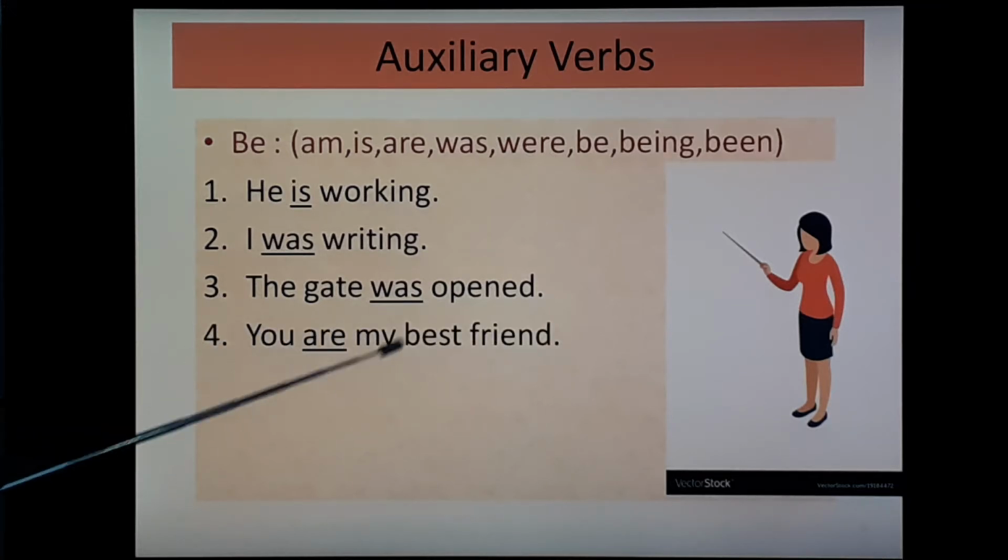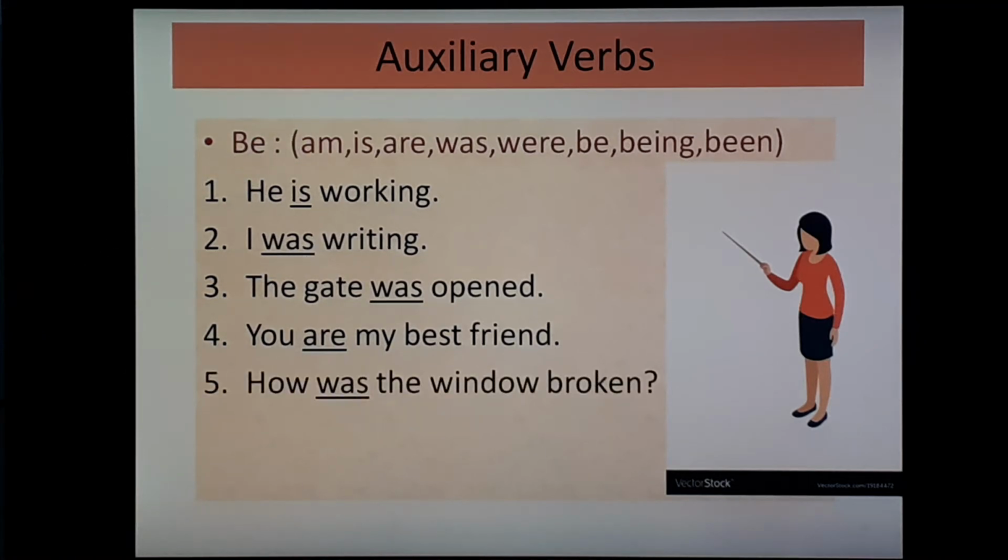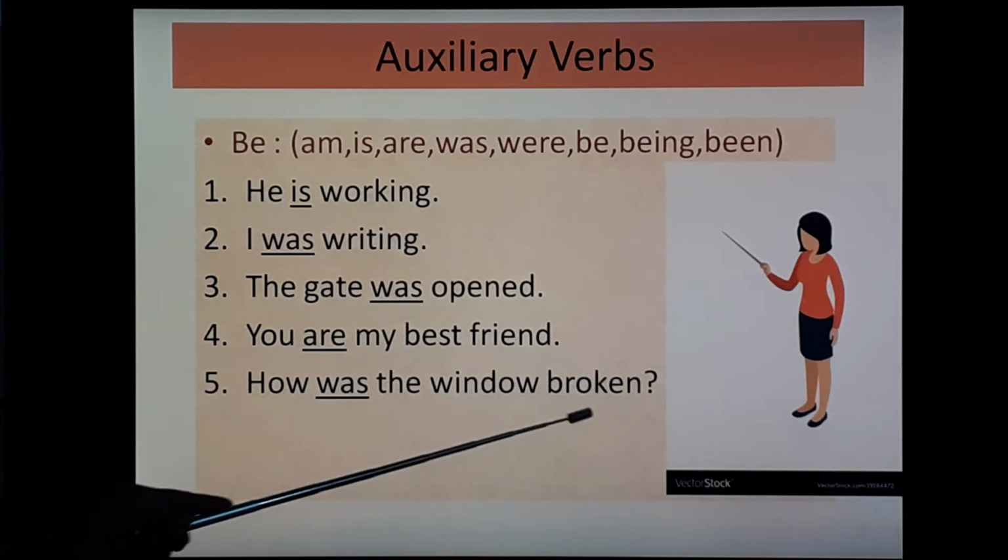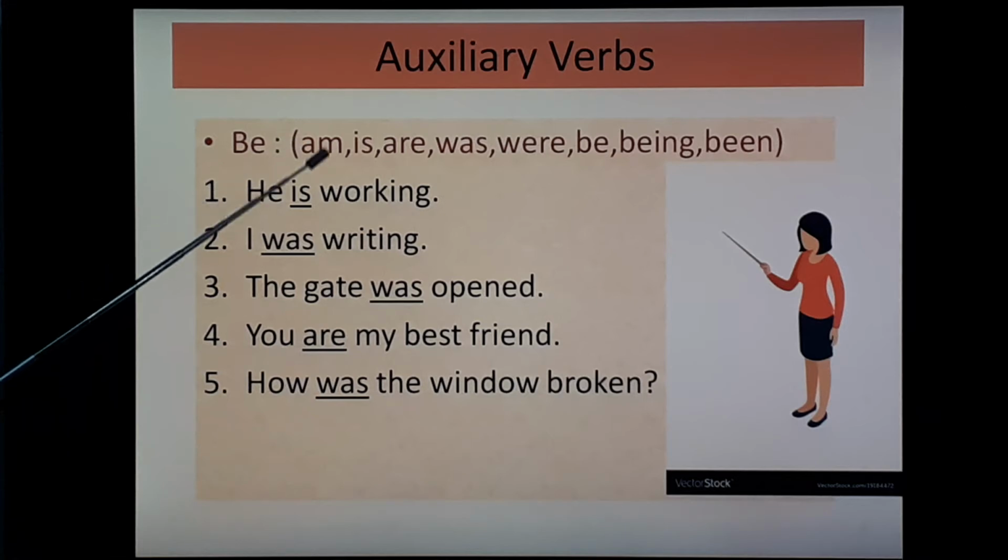You are my best friend. Are, to be form. Next, how was the window broken? So was, that is to be form.